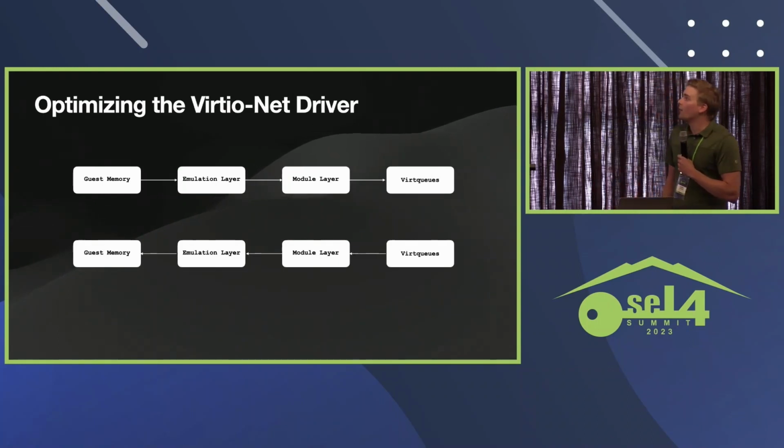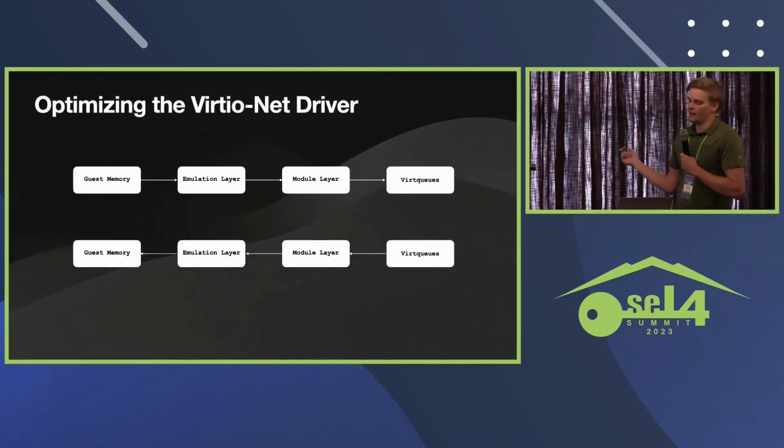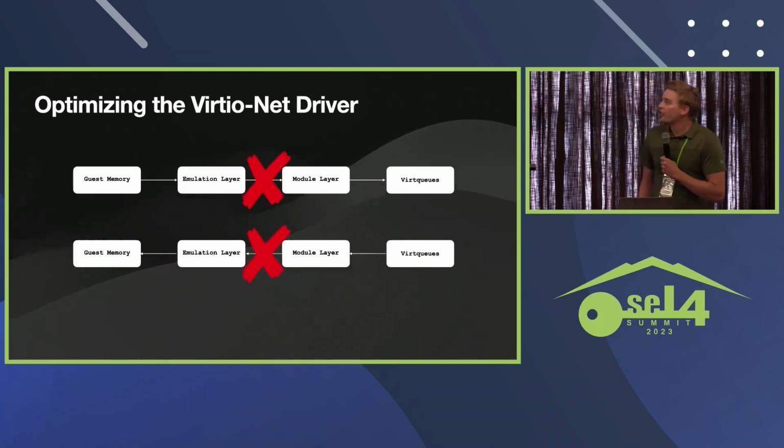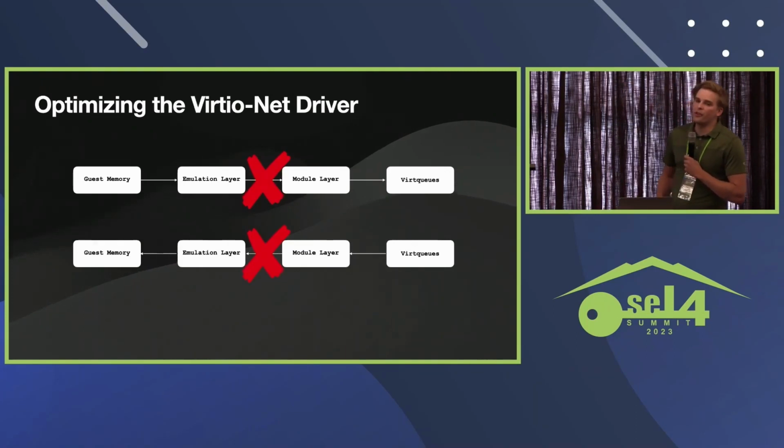So each one of these arrows represents one copy that the system does. So the packet gets copied from guest memory into the emulation layer. Then the module layer copies the packet again. And then finally it gets copied into the virt queue, and then it works in reverse on the receive path. So just looking at this, there are probably a few of these mem copies that just shouldn't exist.